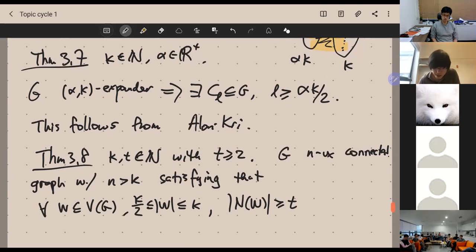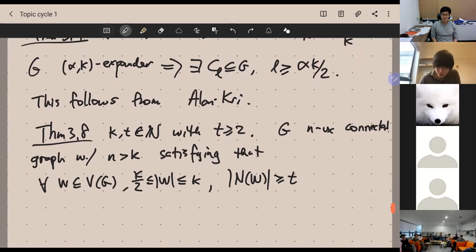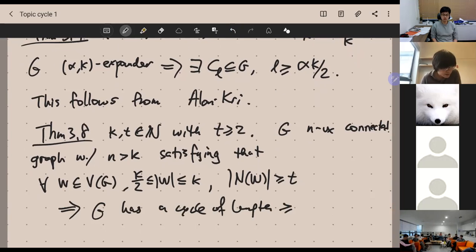So this is slightly different from the alpha K expansion. There, I require all the sets up to size K to expand. Here, I just need expansion between K over 2 and K, such that the external neighborhood is at least T. Okay? Then, if we have this expansion, G has a cycle of length at least T plus 1.